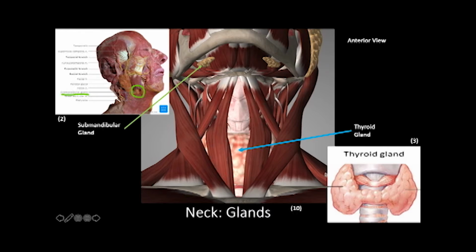And then we have the thyroid gland. It is the largest gland, producing mainly T3 and T4 hormones to regulate metabolism and protein synthesis. It has a butterfly shape, as you can see, which in this image is covered by the muscles.